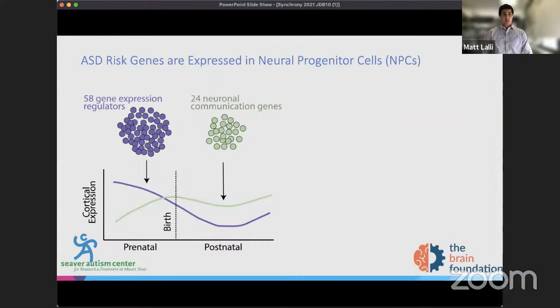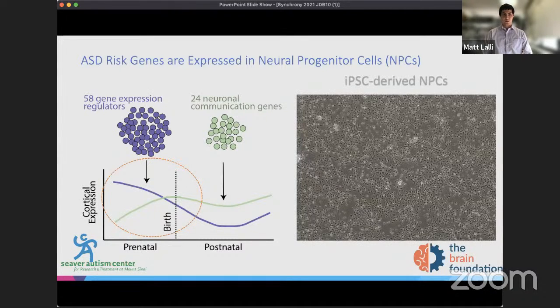So the landmark ASC paper that Dr. Buxbaum presented found that many ASD risk genes are involved in gene expression regulation and neuronal communication. And what you can see here is if we look for their expression over the course of brain development in humans, you see that many of them are strongly expressed in the developing brain, which is nice because we can use the induced pluripotent stem cells that I described to generate these cell types in a dish.